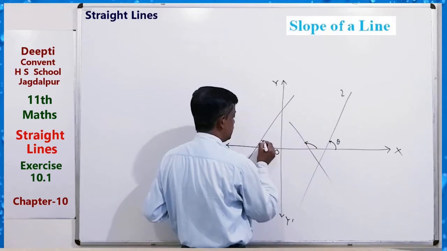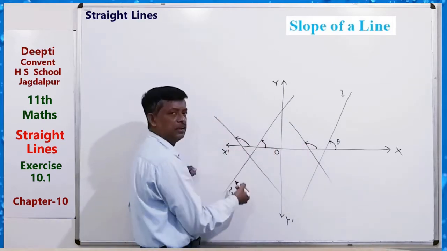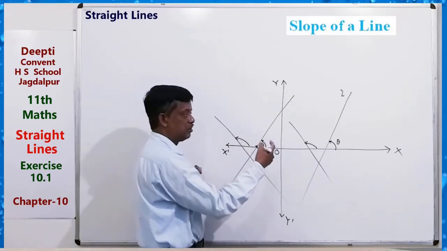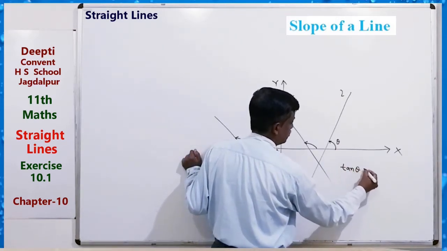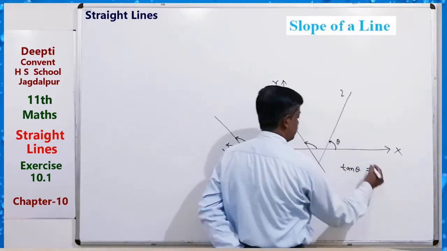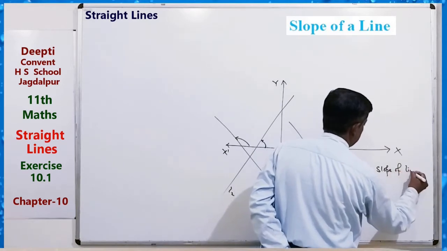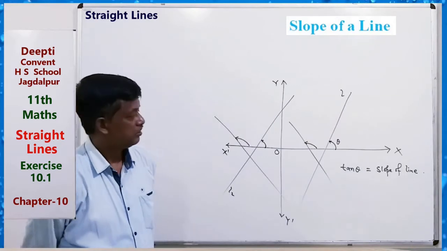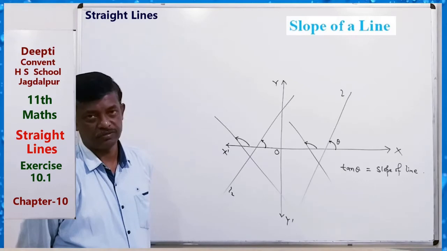This line, this is angle. If this is the line, then this is the angle. This is the angle of inclination with the positive direction of the x-axis, theta. Now, tangent of this theta is defined as the slope of the line. Clear? Slope of the line. Theta is the angle between the line and the x-axis in the positive direction.